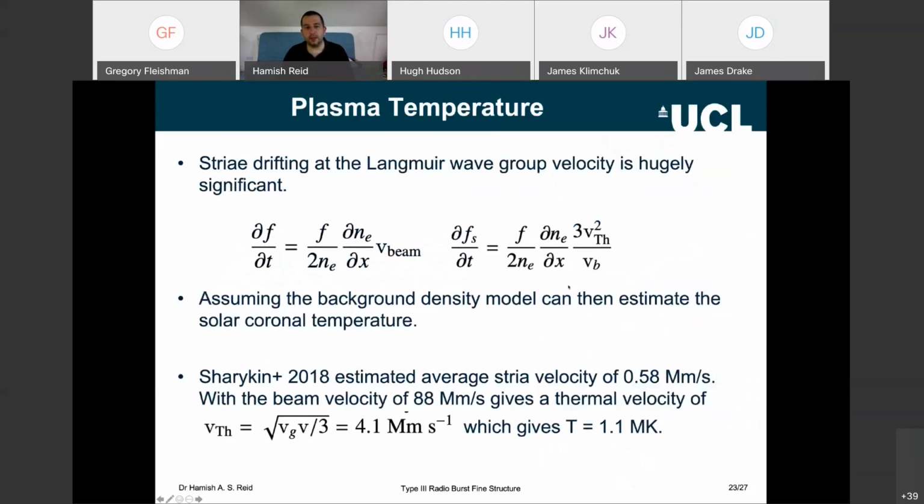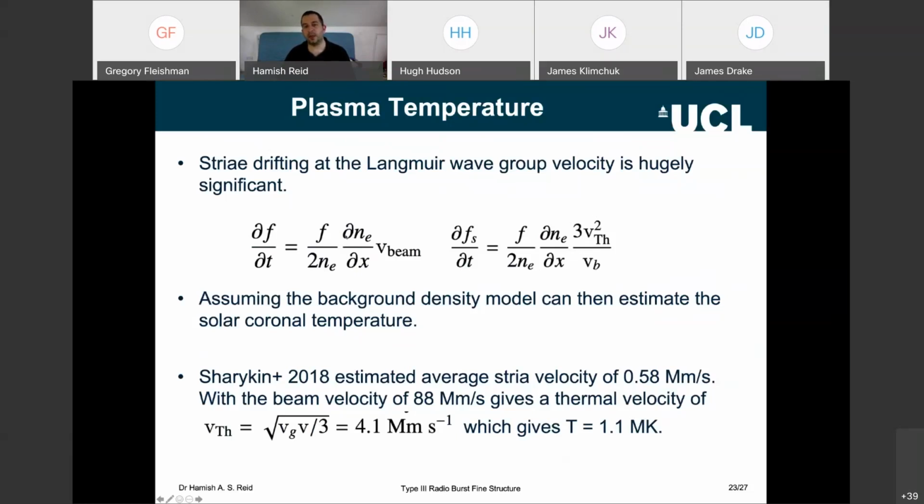Okay, so if we know this, we have two formulas. We have the standard formula on the left, which is what people use to calculate the electron beam bulk velocity, where you have the backbone drift rate, this constant, and the density gradient. And now we have the striae df over dt, the striae drift rate, relating to, again, this constant, the density gradient, and we now know that this is the Langmuir wave group velocity, okay? And we know that this is related to the thermal velocity squared over the beam velocity, okay? And so we can use these two formulas.